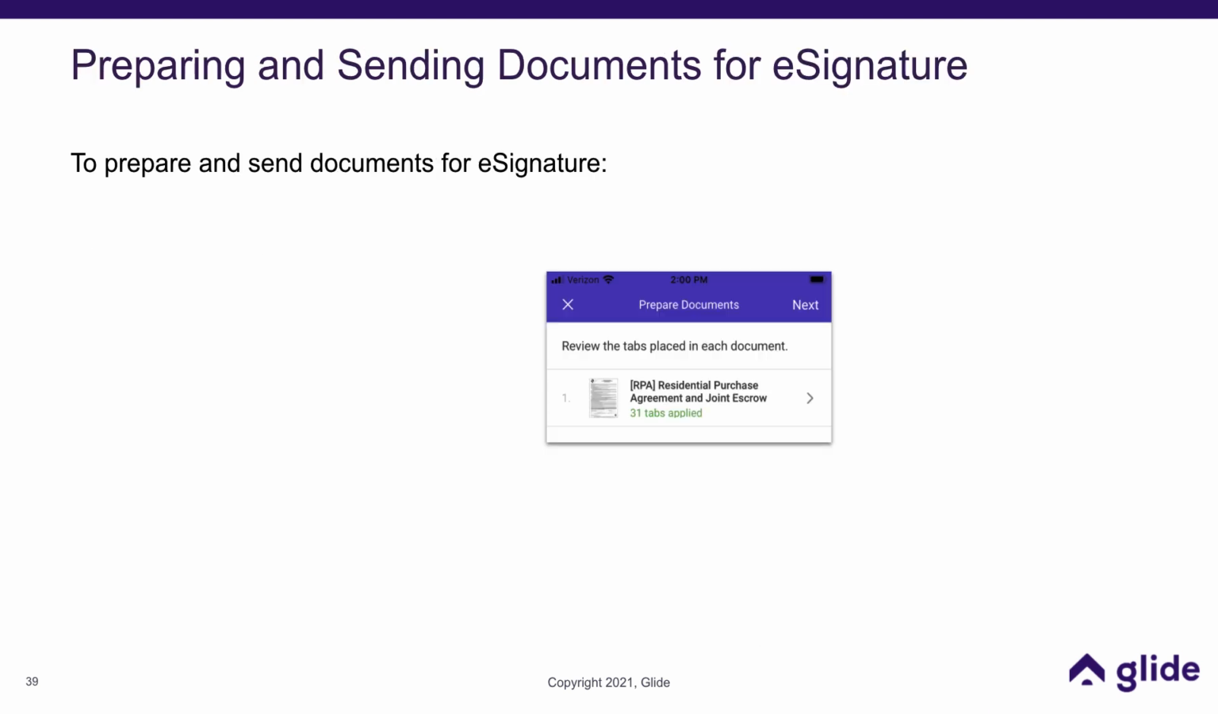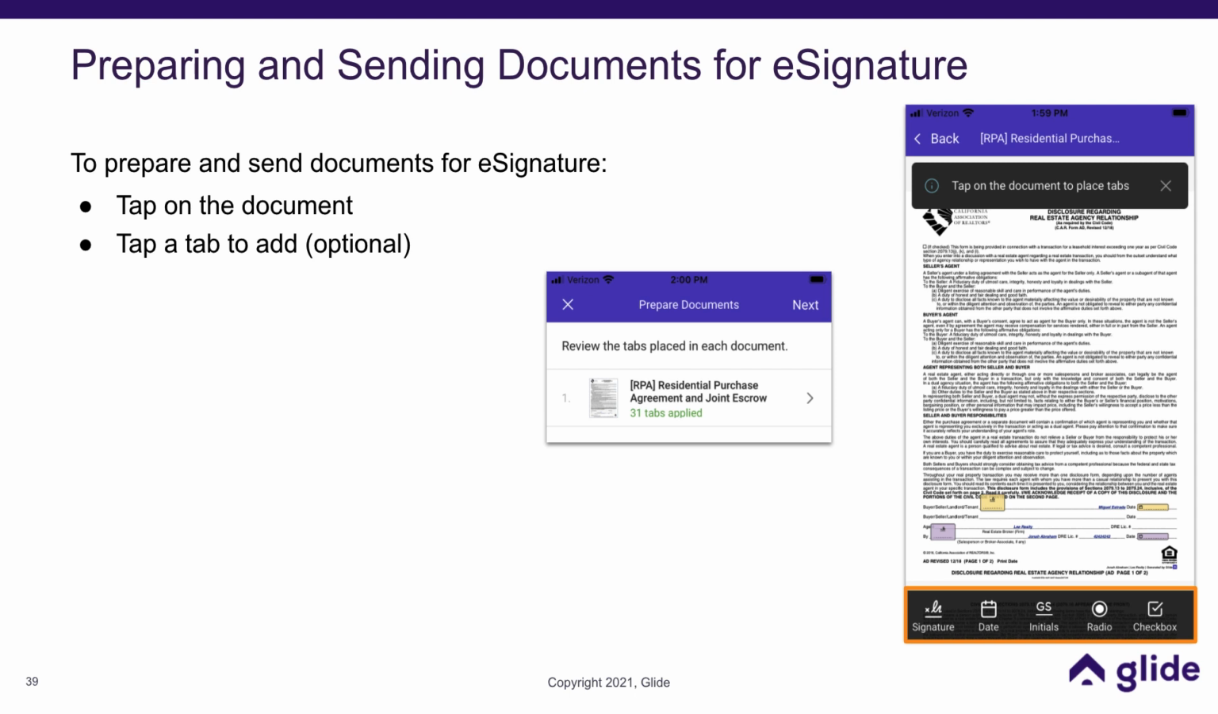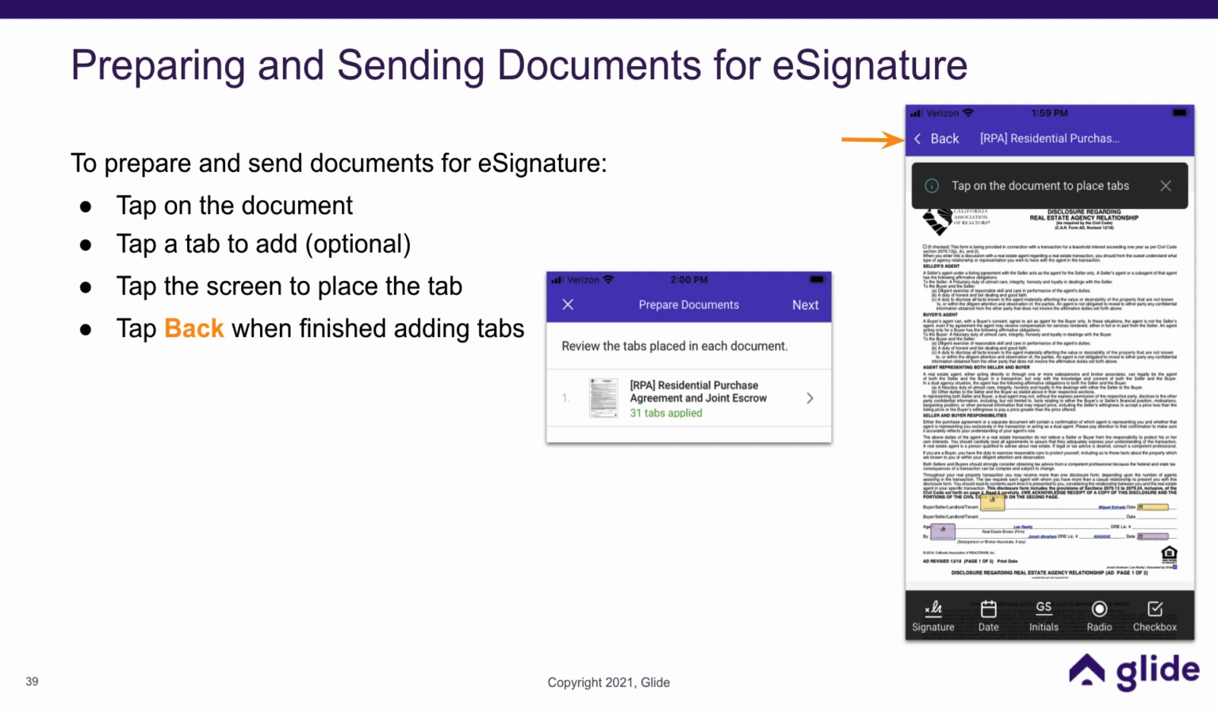To prepare the documents for e-signature, first tap on the document. Then you will have the option to add any additional tabs to that document. To add additional tabs, first tap on the tab, then tap on the screen to place the tab. Tap back when you're finished adding additional tabs. Lastly, tap Next to send the forms for e-signature.